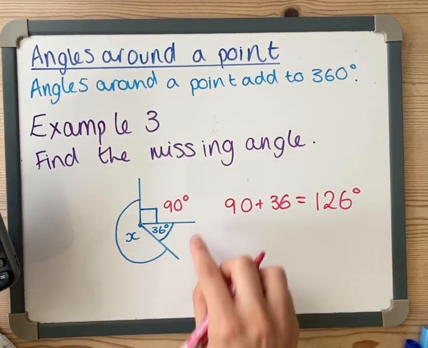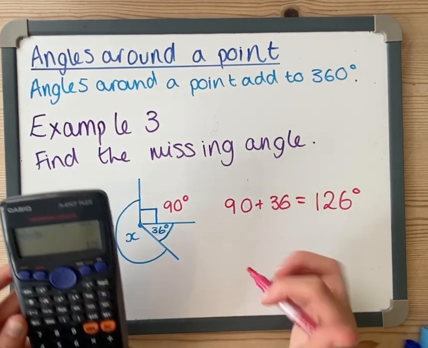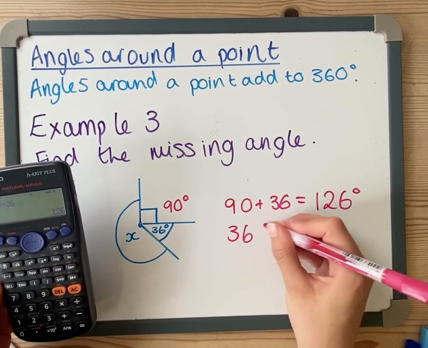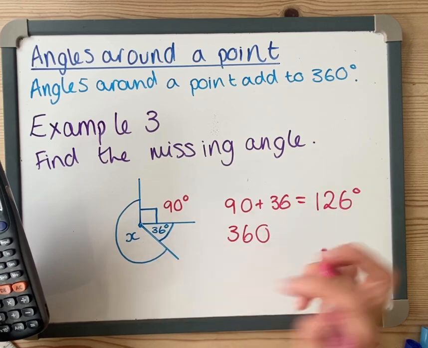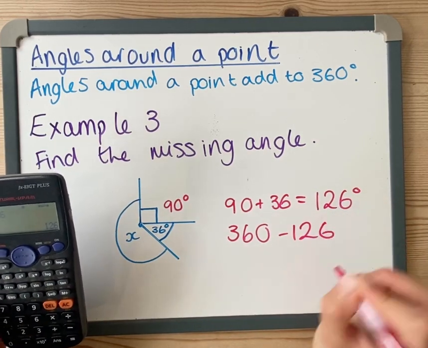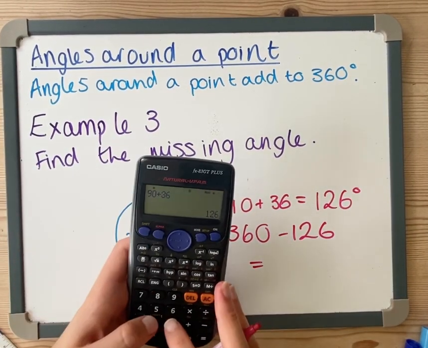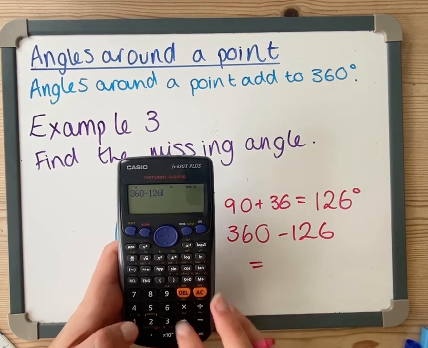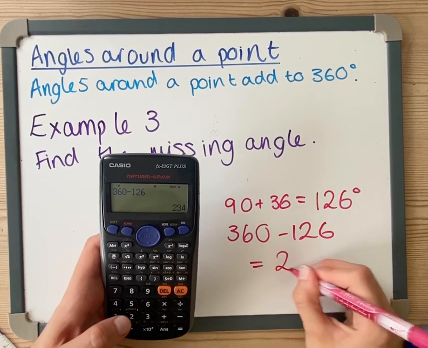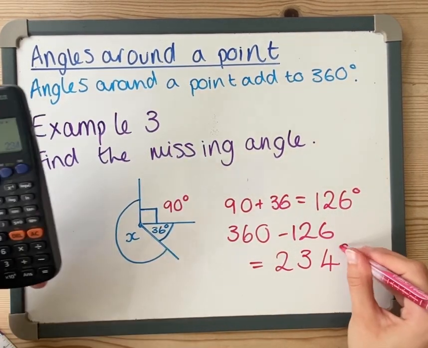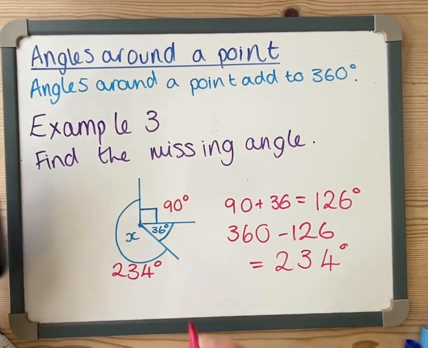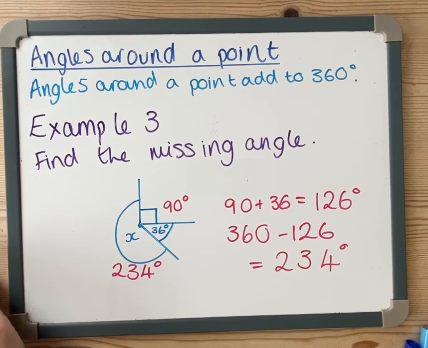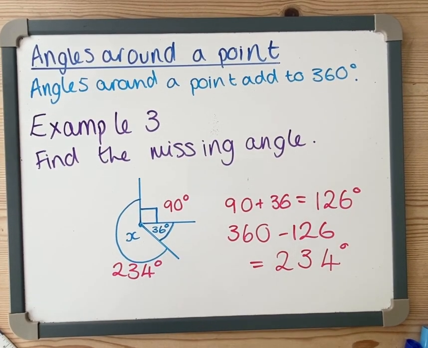And then because all of this adds to 360, I'm going to do 360, take off the bit I know, and I'll be left with this bit. So take away 126. So 360, take away 126 on my calculator, and that is 234 degrees. So this angle here is 234 degrees. Okay.